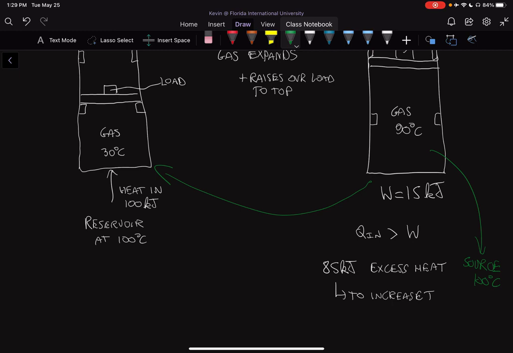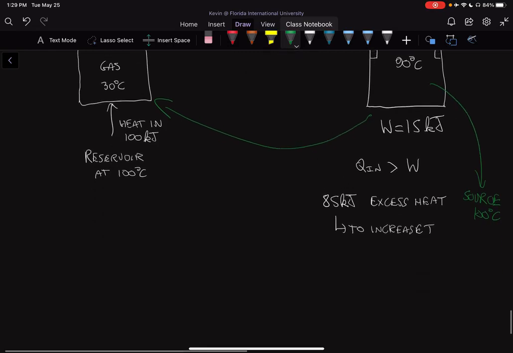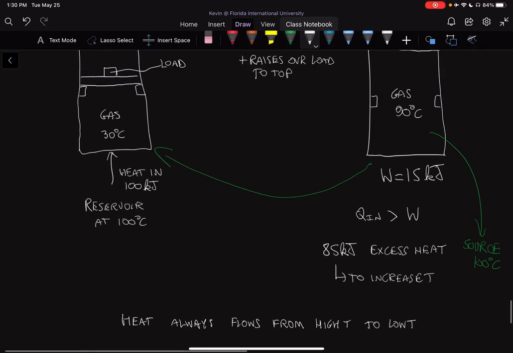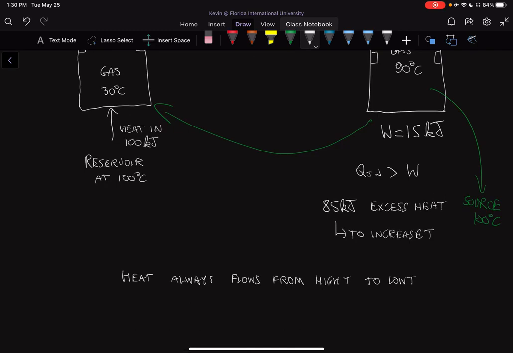So we know that heat always flows. We can state that heat always flows from high temperature to low temperature. So if our gas is at 90 degrees, our heat is not going to go back to our source at 100 degrees.